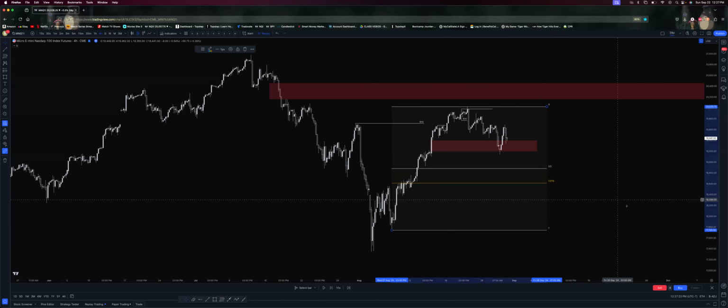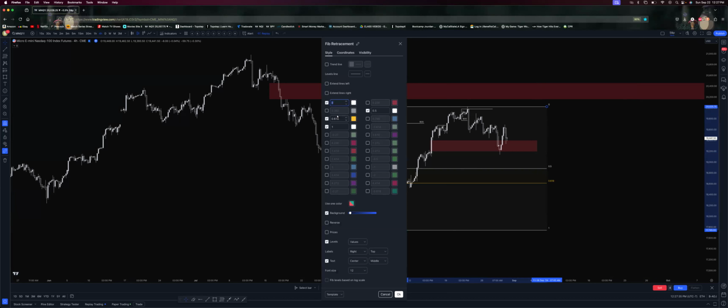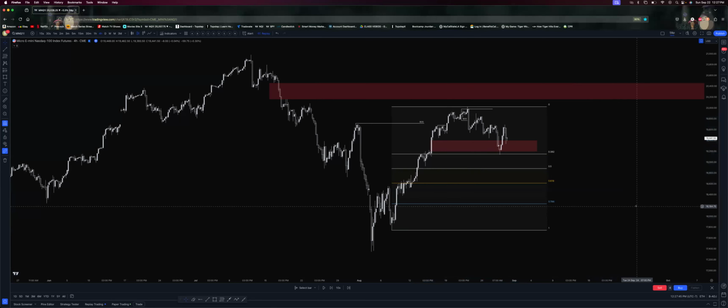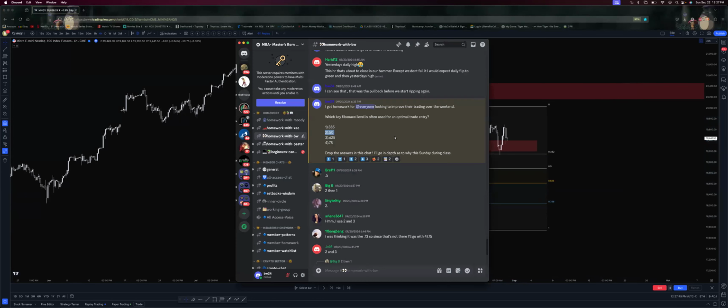Is that OTE? That's why I asked in the chat, a multiple choice question. Let's turn it all on. That's the 382. It touched the 382. And then we had the 786. So by looking at it, I asked, was it the 385? I purposely put a wrong number.